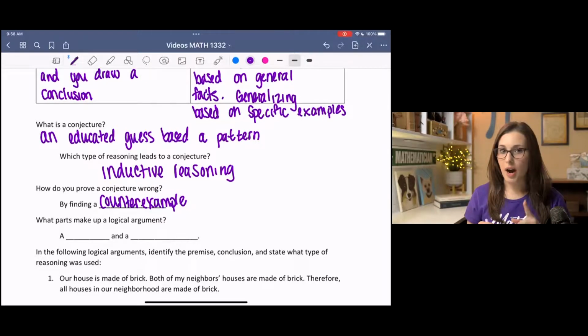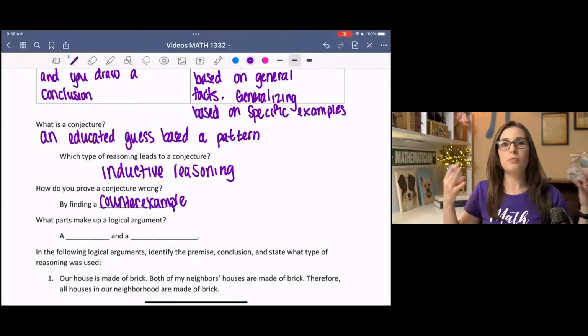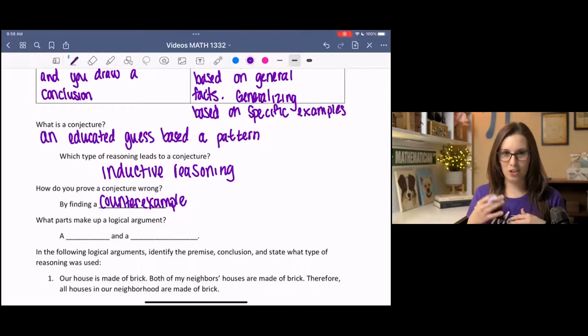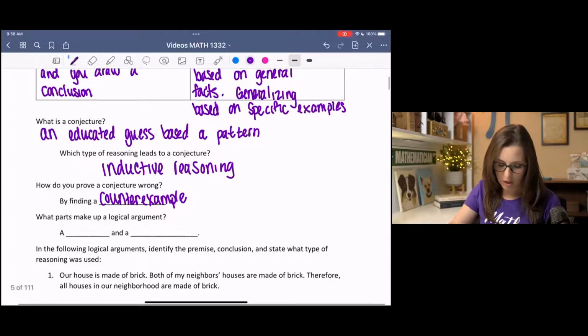You could say, I have a counterexample. 9 is odd, but it's not prime because it's divisible by 3. Then that would prove my conjecture wrong. And we could come up with another conclusion after that. It's just kind of like a process of elimination.